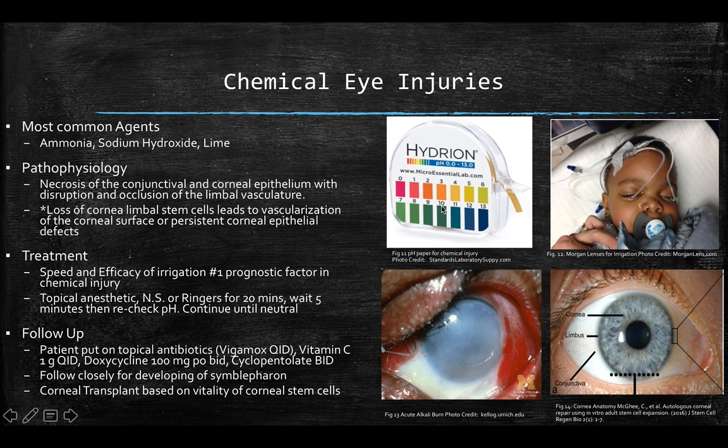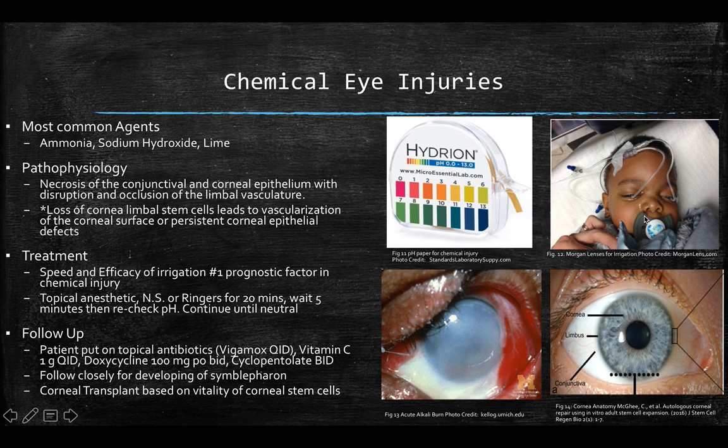This is the pH paper. It's actually a lot simpler than it sounds. You're going to want to take a strip off, anesthetize the eye, hold it there under the conjunctiva for about 10 seconds, and match it up to the appropriate color.